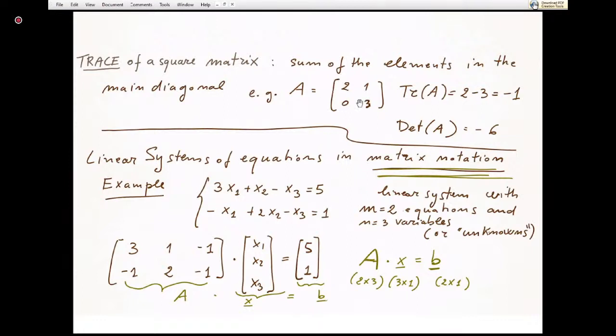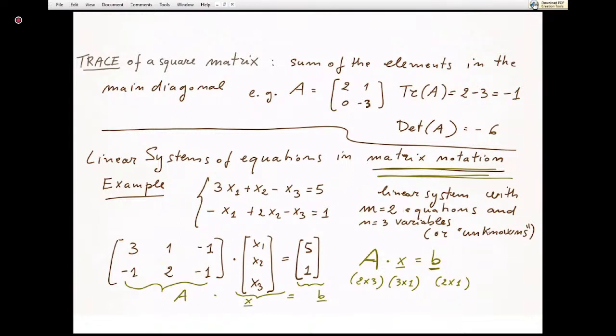What is the trace of a matrix? It's just the sum of the elements in the main diagonal, okay? So, for this matrix, for instance, the determinant is 2 times minus 3, which is minus 6, minus 0, minus 6. The trace is 2 minus 3, minus 1, okay?